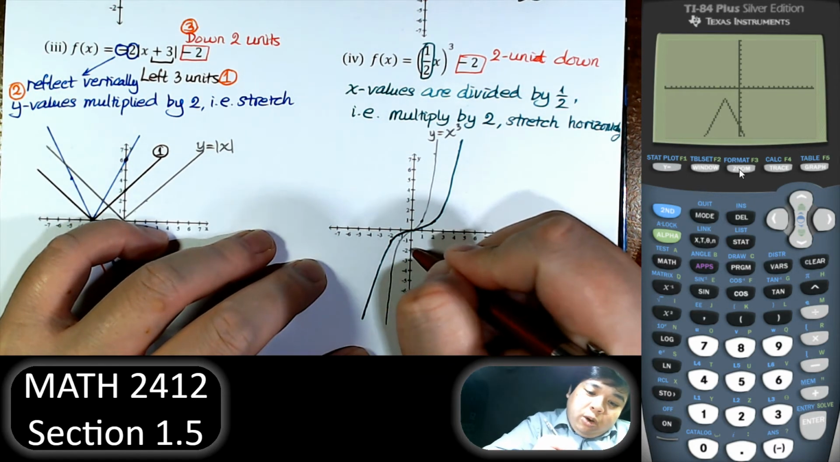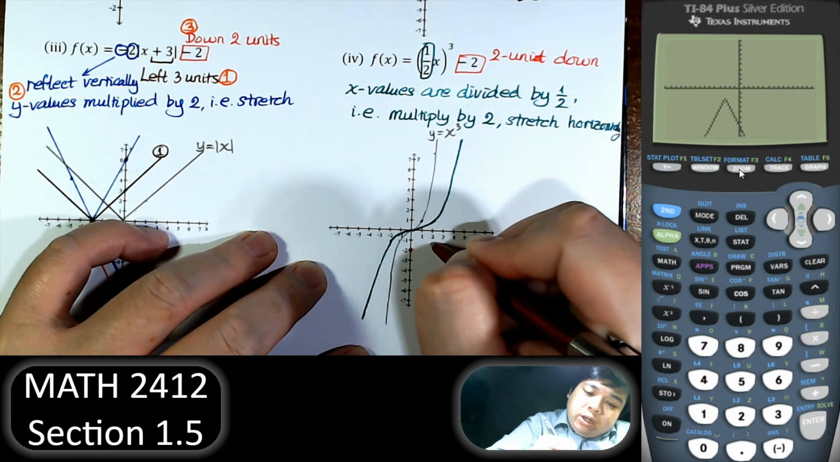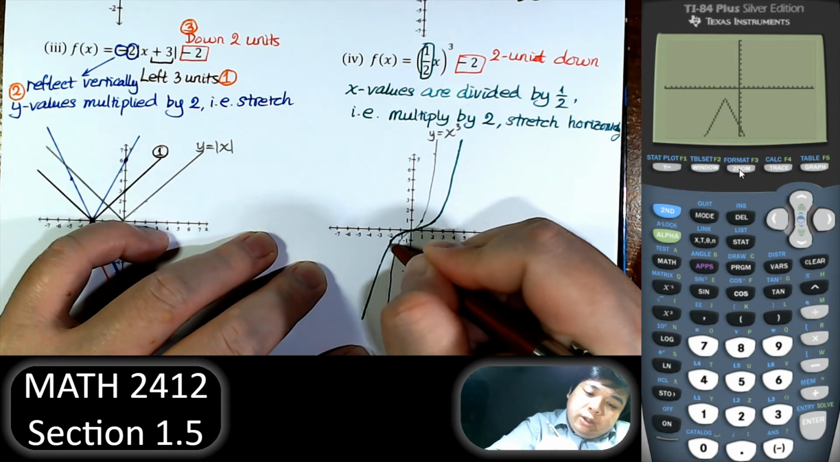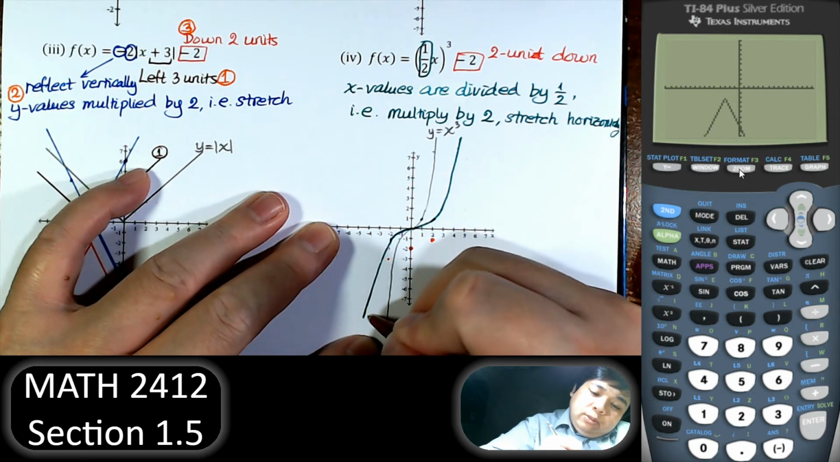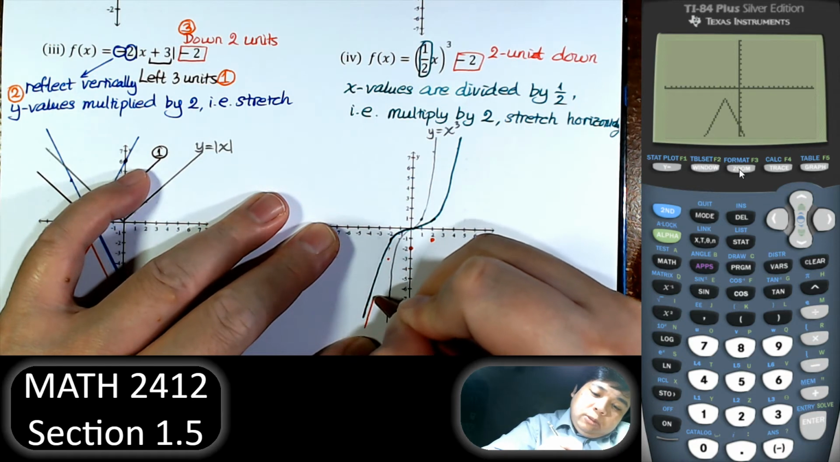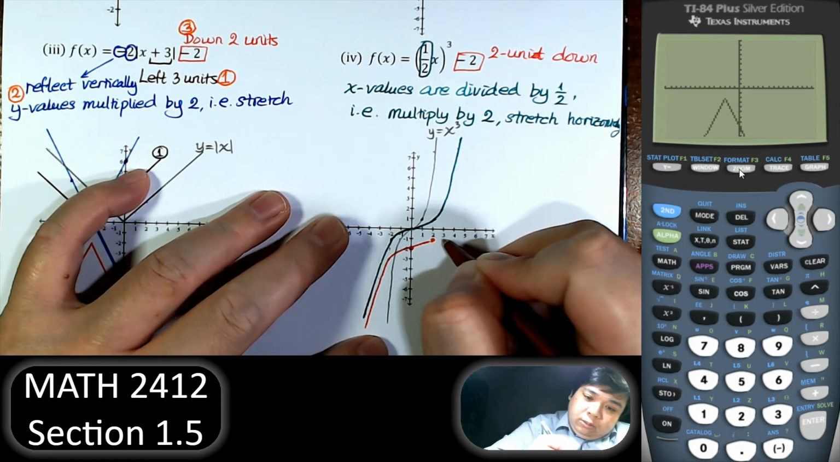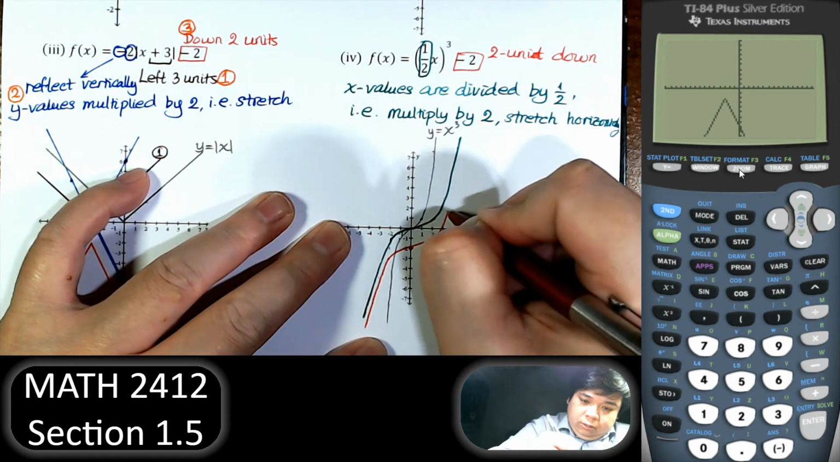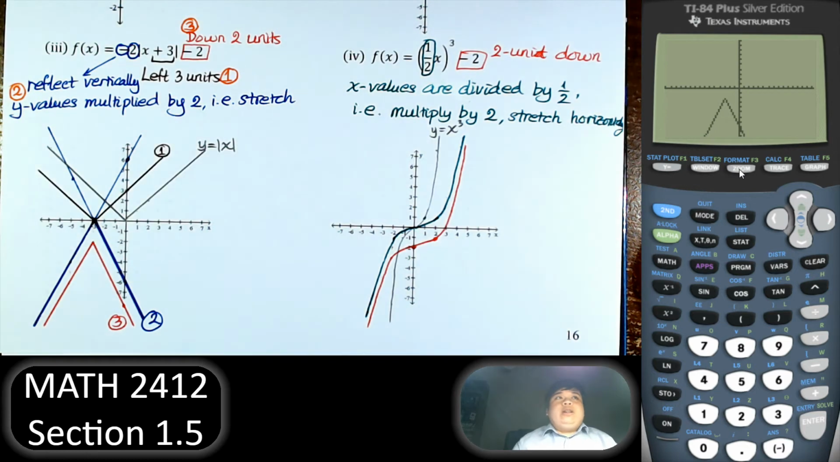So 1, 2, 1, 2, 1, 2. So that's what we have.